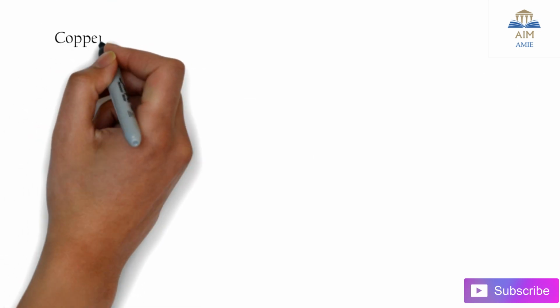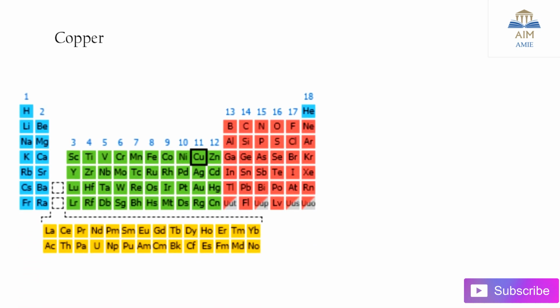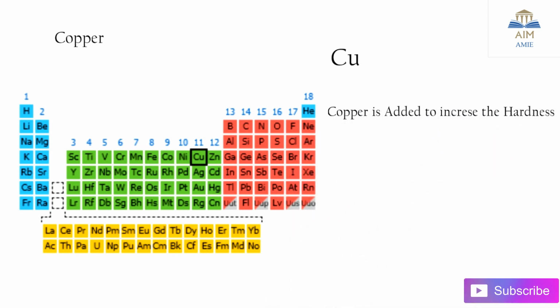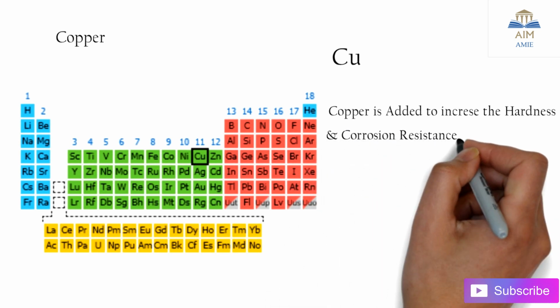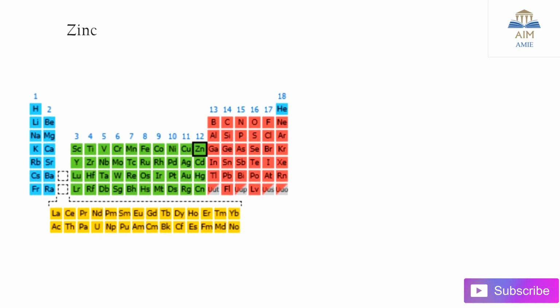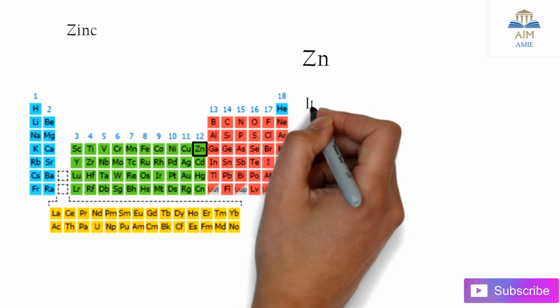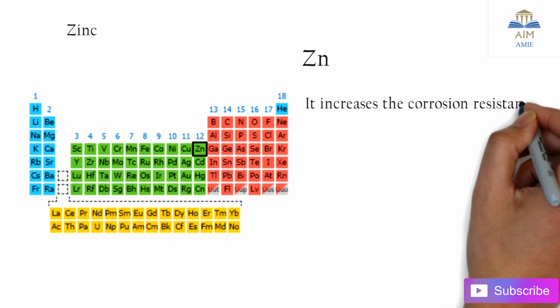Next is copper. Copper, as we all know, is cuprum, typically denoted by Cu. Copper is added to increase hardness and corrosion resistance, mainly the corrosion resistance. The next is zinc, the last one. Zinc is denoted by Zn. It increases the corrosion resistance and also the hardness.